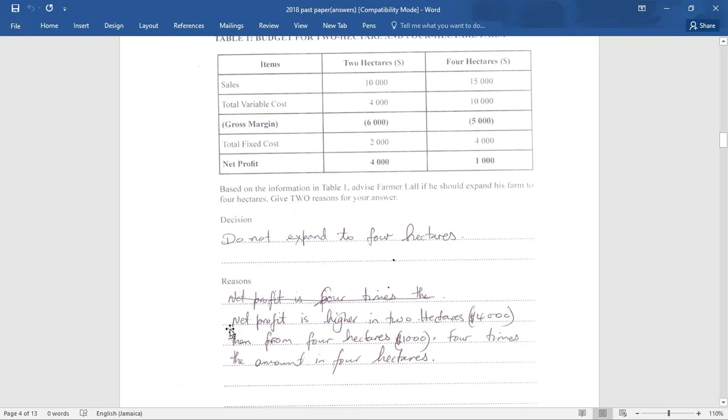So the reason here, net profit is higher in 2 hectares. So this is the net profit. You have $4,000 for the net profit in the 2 hectare, and for the 4 hectare, he only gained a net profit of $1,000. So that's the reason.